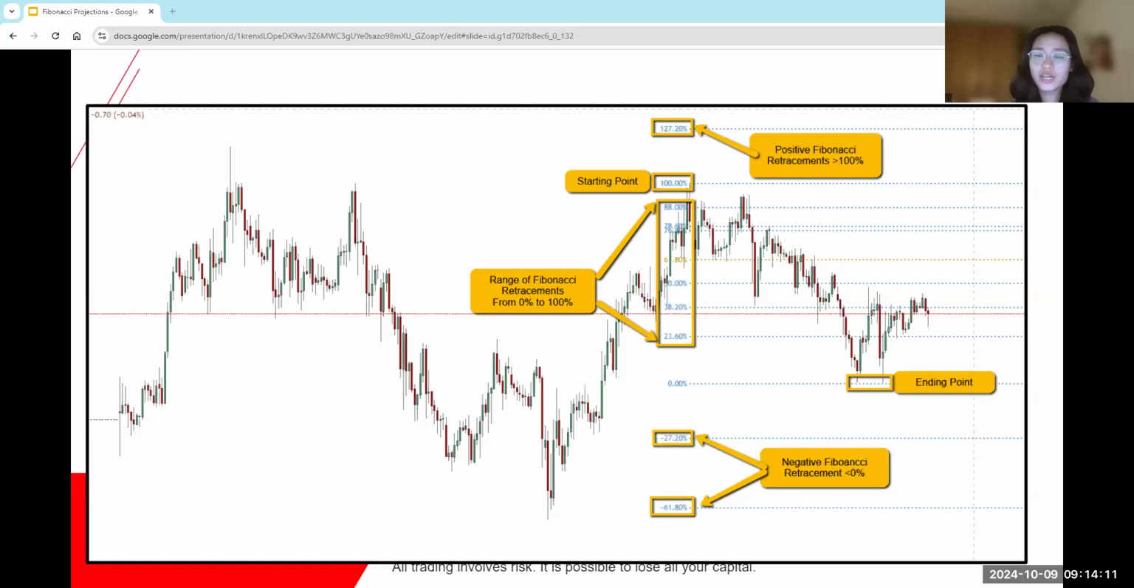Your mid-range, again, are your retracements. You can see in that box there. The negative are your expansions, and extensions will be the levels greater than 100. So in all of these three Fibonacci techniques, we are only using one tool, which is our Fibonacci retracement tool.